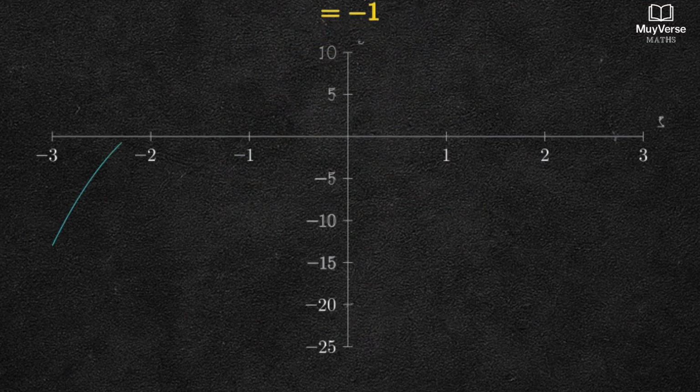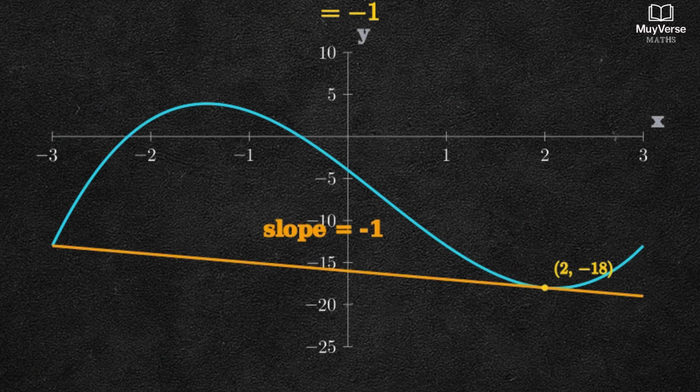We draw axes and the function. We mark the point at x equals 2 and draw the tangent line with slope -1.